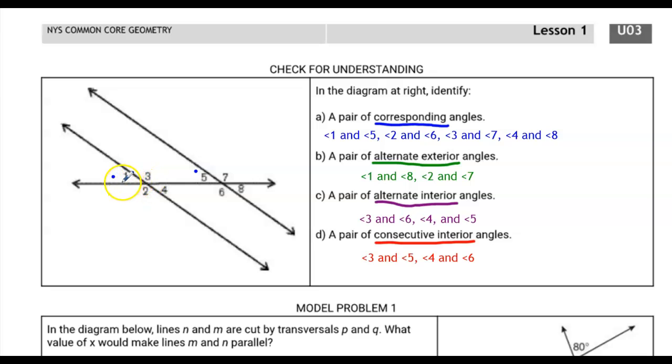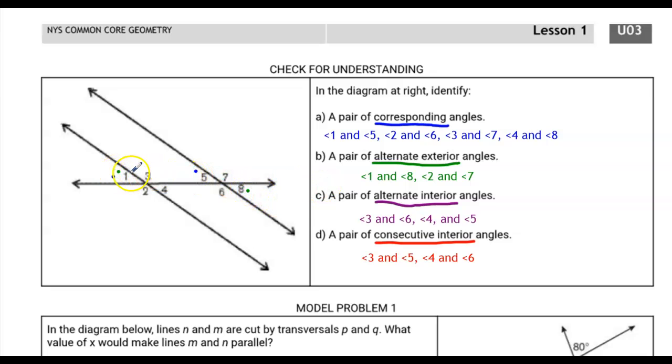They're on the left-hand side of the top, right? You could have identified 2 and 6, 3 and 7, and 4 and 8, respectively. They're just in the same place, but a different shape. In a pair of alternate exterior angles, you could have identified alternate exterior being like angle 1 and angle 8.